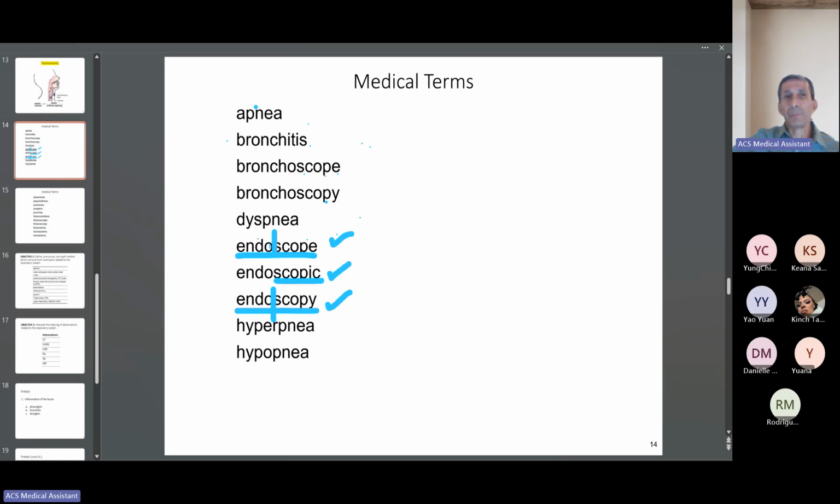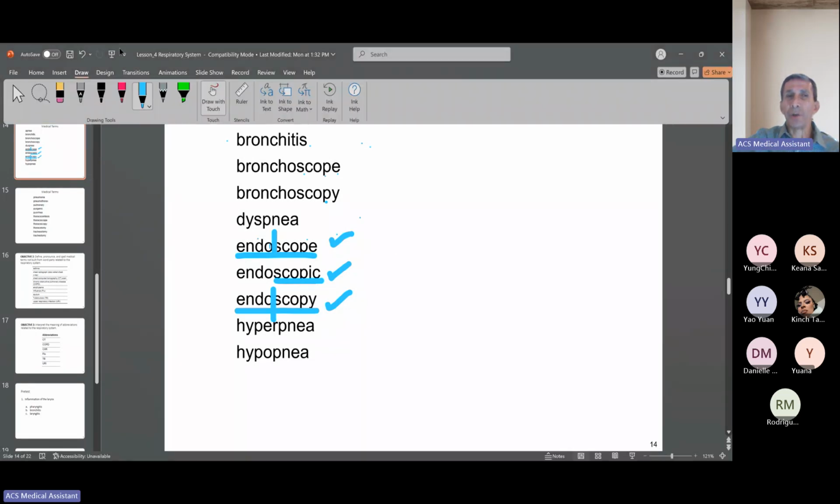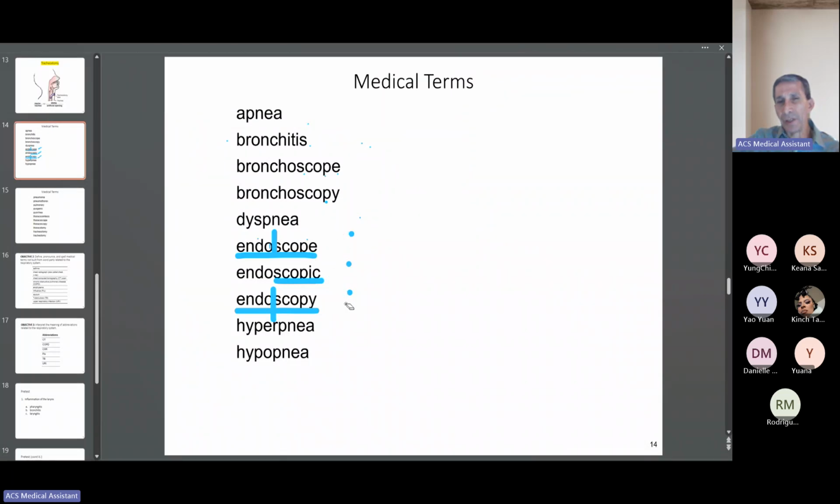So we gotta make sure that we don't mix them up, because then the definition is going to be wrong. So once again, if you have your phone, remember that's scope. If you are using your phone, that is scopy. And if you are talking about your phone, then it's scopic.